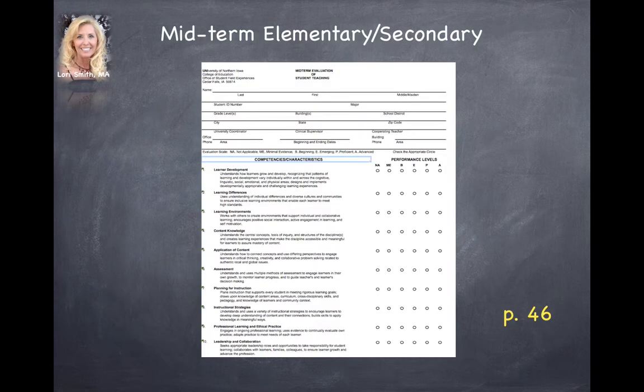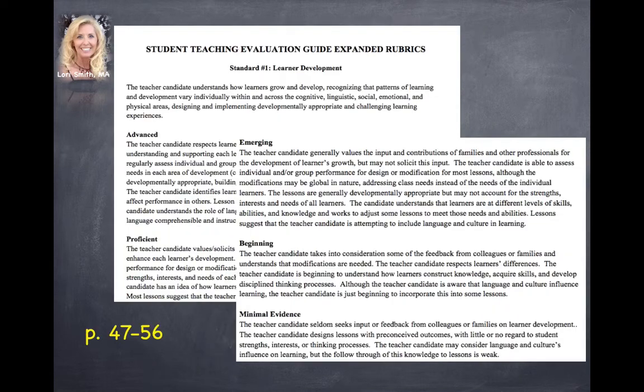Here's an example of what it looks like for a midterm for an elementary or secondary student teacher. You will see that there are 6 areas that you can mark for each characteristic. There is either not applicable, minimal evidence, beginning, emerging, proficient, or advanced for you to mark. In addition, the handbook gives you lots of support on expanded rubrics.